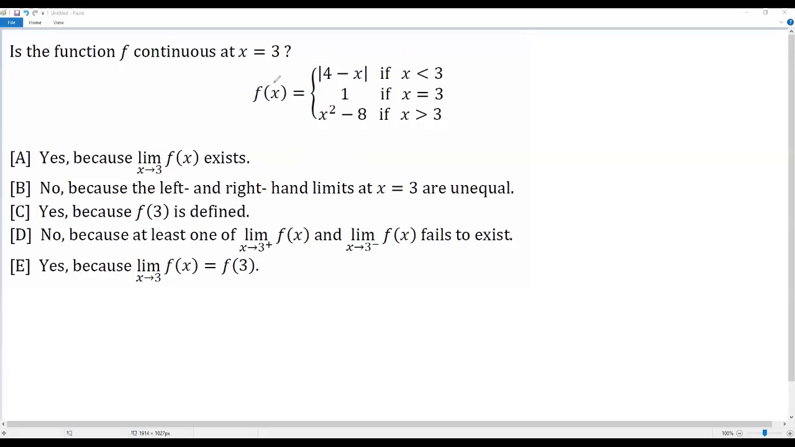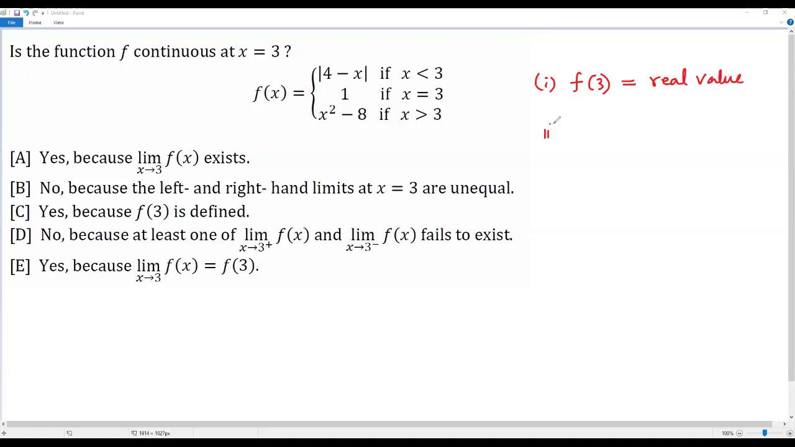Whenever I have a function and I want to check whether the function is continuous at a particular value of x, I have to follow 3 steps. What are the 3 steps? The first step is I have to find the value of the function at the given value of x. That is, I have to find f of 3. This f of 3 must be a real value. So this is the first condition.